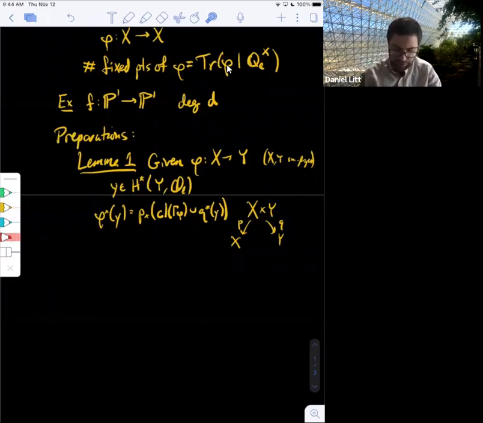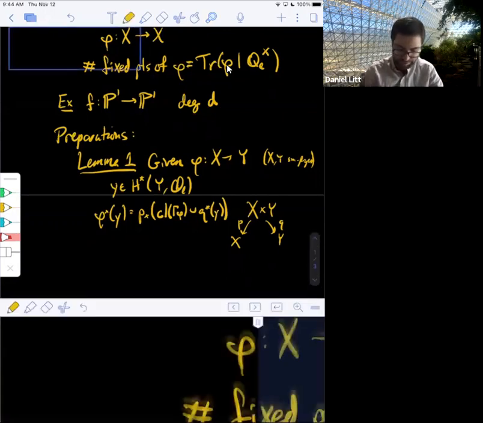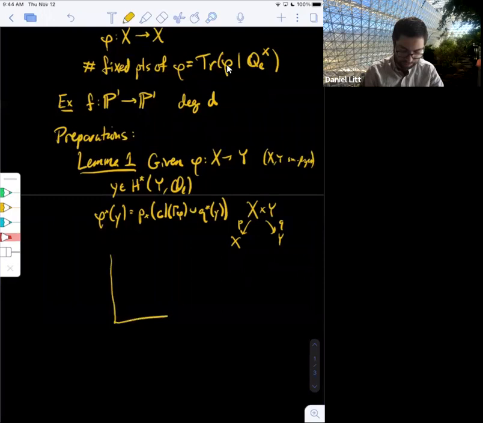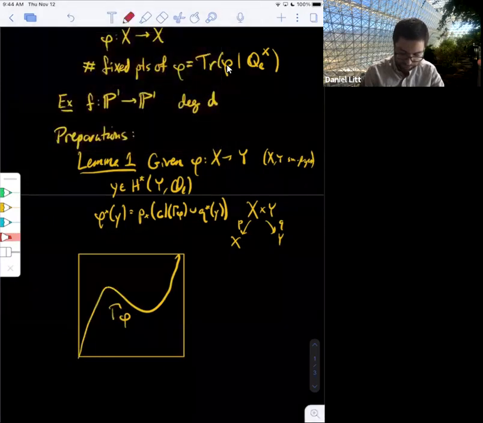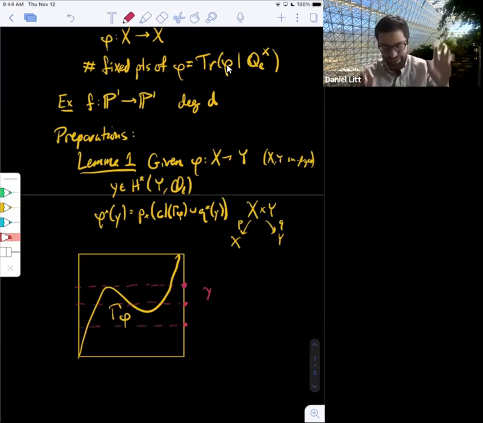The other thing I wanted to mention is, I drew a picture of this last time. So what you're doing is, let me try to draw the same picture again. So here's the graph of phi. Here's some cycle class y. And what you do is you take the preimage of the cycle class. Sorry, this is a picture. When I say cycle class, I just mean cohomology class.